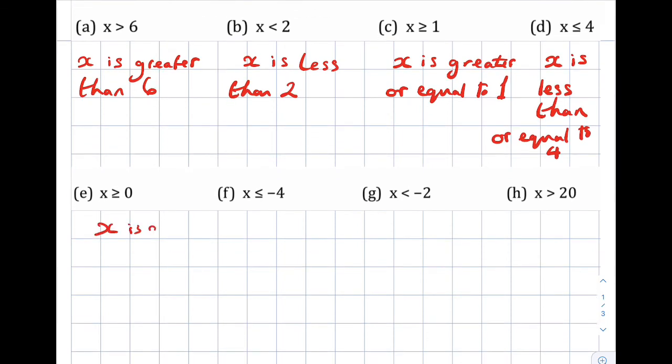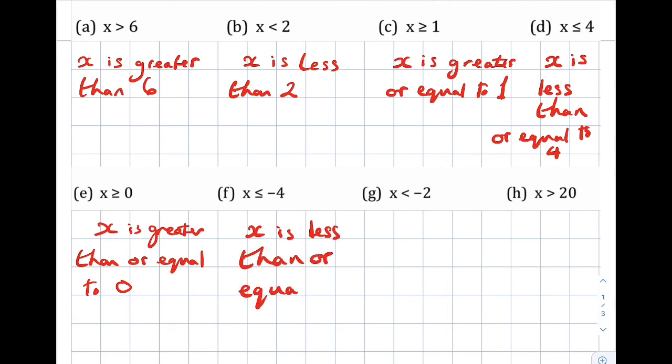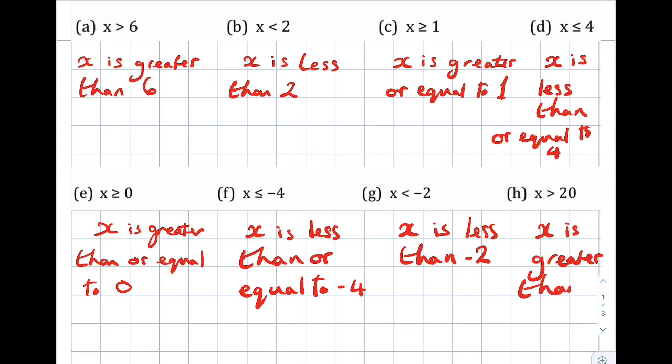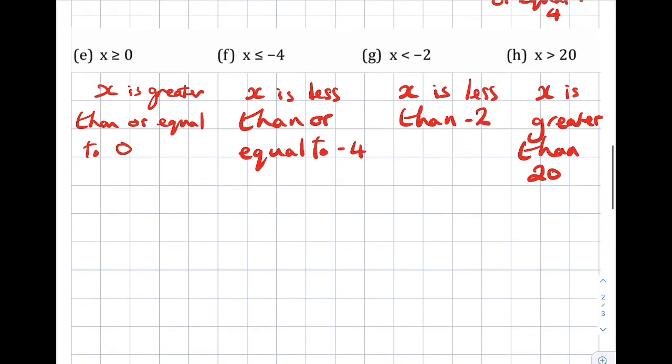x is greater than or equal to 0. As I say, maths is learnt by doing, so what you can do is pause the video here, have a go at these yourself, and then play the video. x is less than or equal to negative 4. x is less than negative 2. For the last one, x is greater than 20.